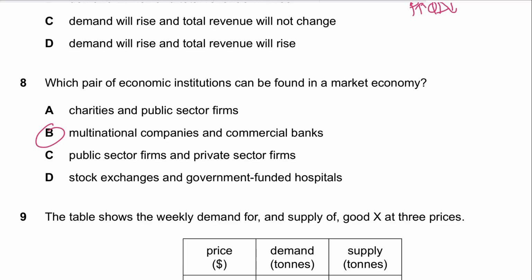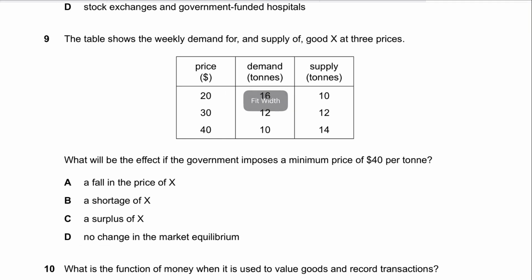So yes, but again, government funded hospital is not the best answer. Small amounts could exist in a market economy, practically speaking, but theoretically speaking, none will exist, but practically they can. But for something that we are 100% sure is multinationals and commercial banks, because they're both profit maximizing organizations with the objective of profit maximization.